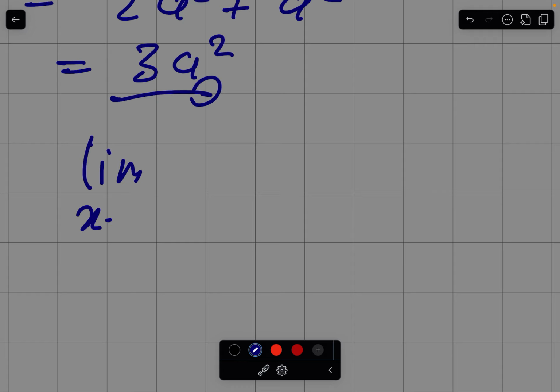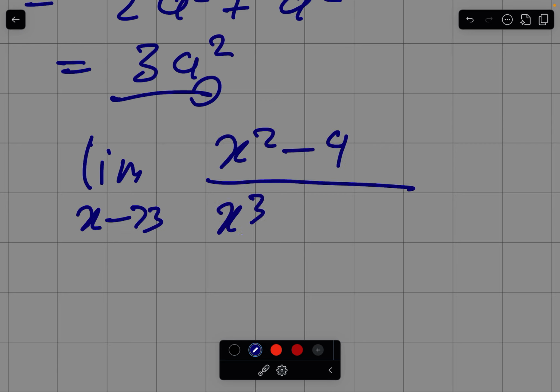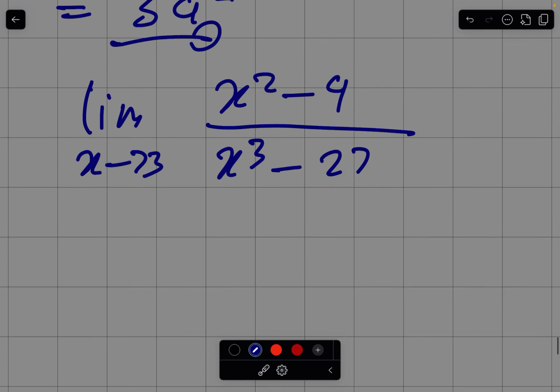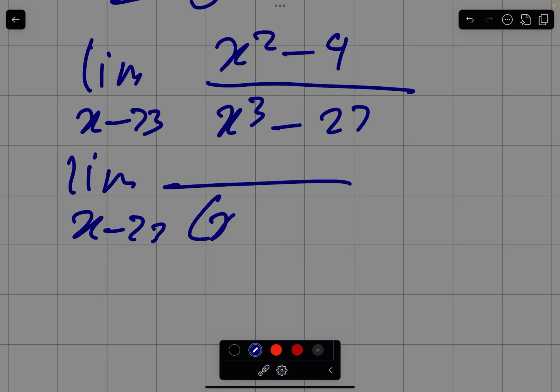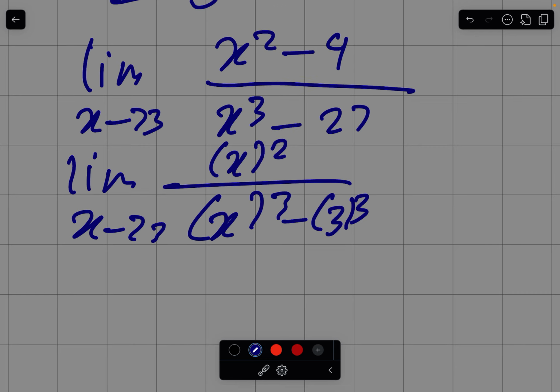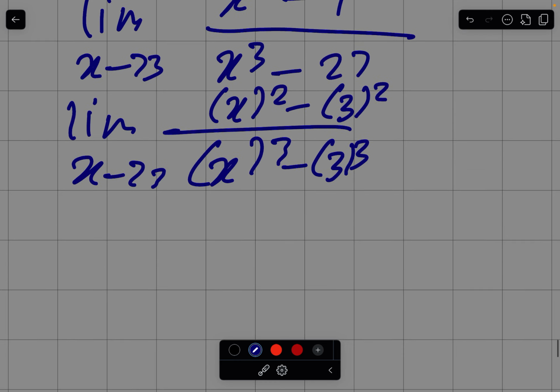We have the limit as x approaching 3 of x squared minus 9 all divided by x cubed minus 27. So find the factors of 9 and 27. The factors of 27 are 3 to the 3, meaning we have the limit as x approaching 3 of x minus 3, 3. Understand? What are the factors of 9? The factors of 9 is 3 squared. We have x squared and 3 squared. Let's deal with this part in that part in the denominator.